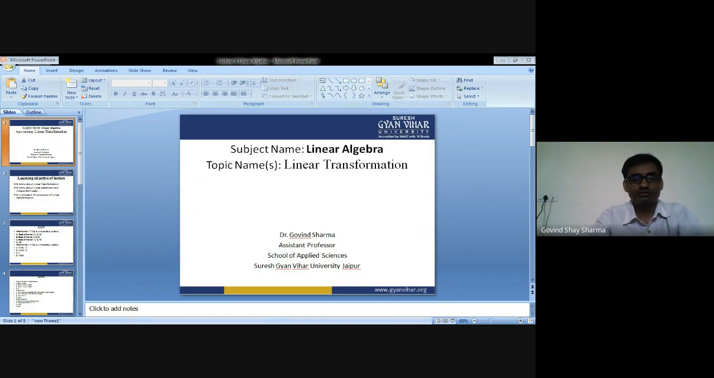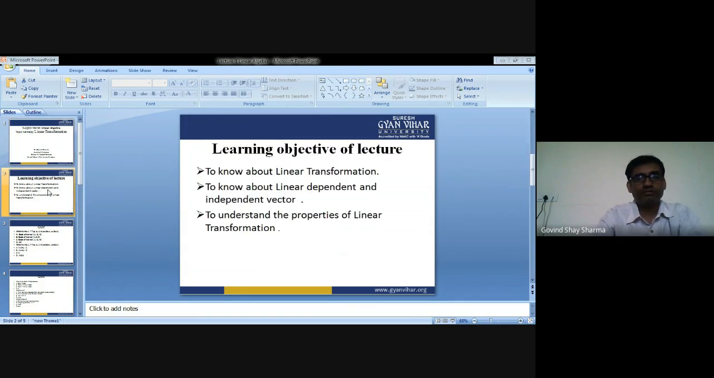Today, in our series of linear algebra, our topic is linear transformation. In the previous lecture, we discussed what a linear transformation is and its properties, and how we identify whether a mapping is a linear transformation. So the objective is the same: to understand the properties of linear transformation.